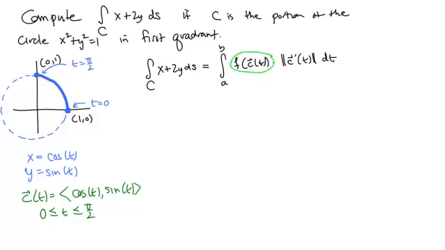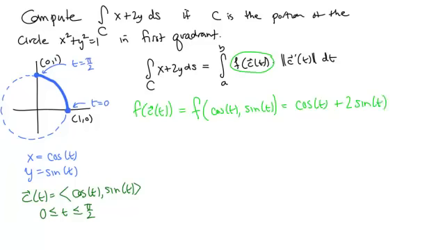Let's first figure out what f of c of t would have been. f of c of t would have been f of the x value cosine of t, comma the y value sine of t. And so that would have come out to being x plus 2 times y: cosine t plus 2 sine t.